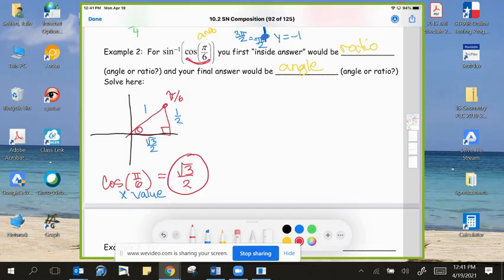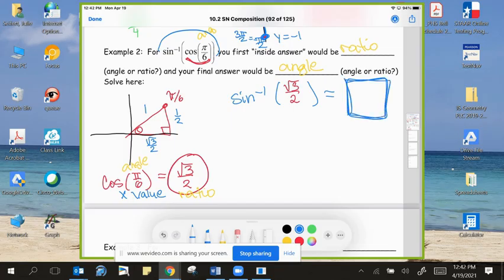All right, now that is not our final answer. That cosine pi over 6 was the angle. We found the ratio, root 3/2. Now we need to do the second piece, sine inverse of that root 3/2. Sine inverse of root 3/2. Pardon me. And this will be our final answer.